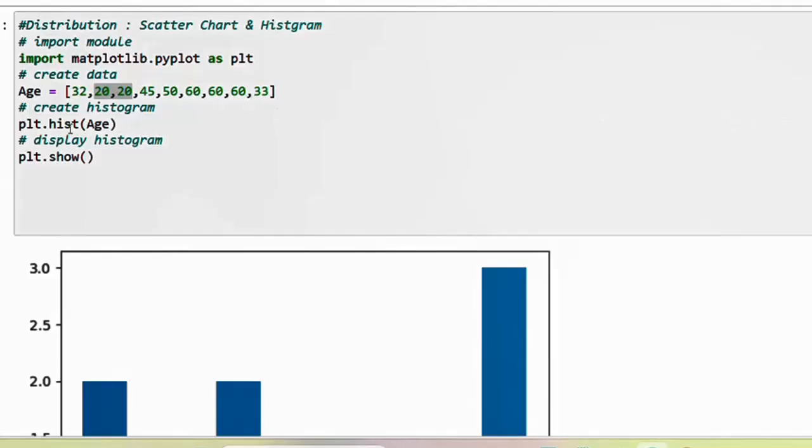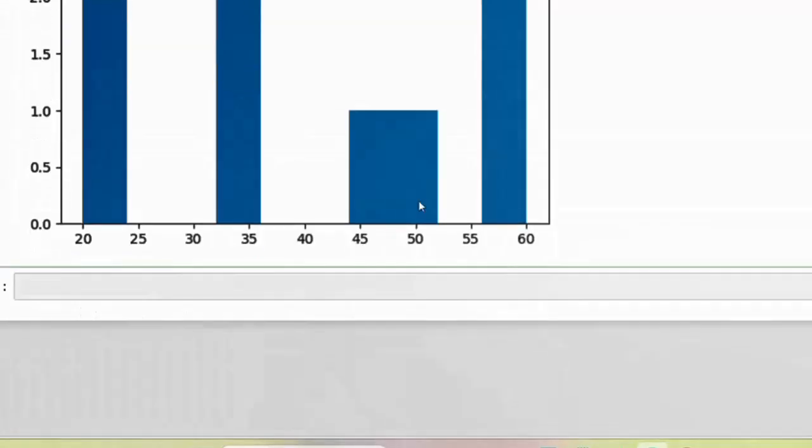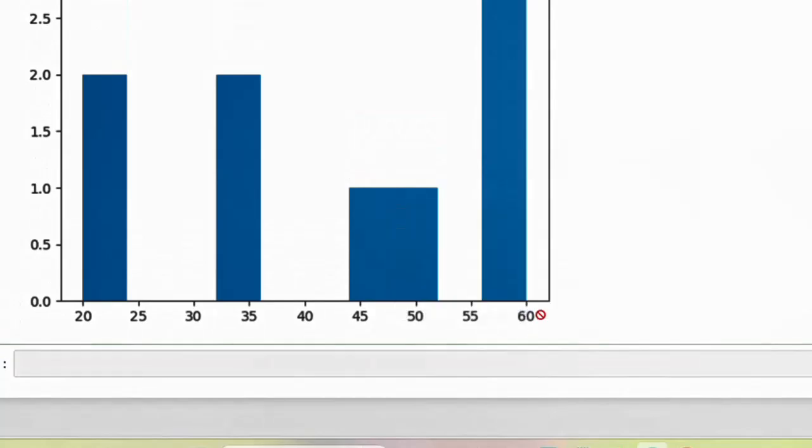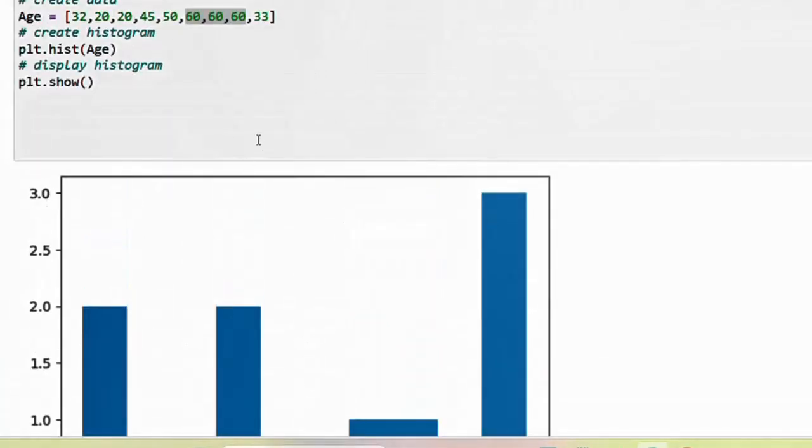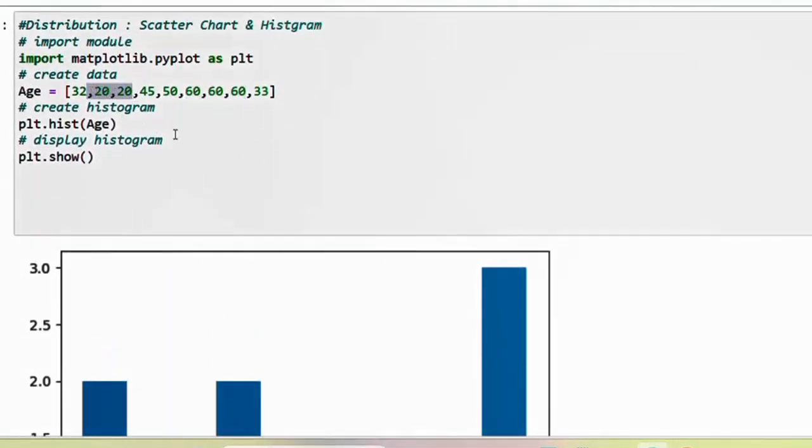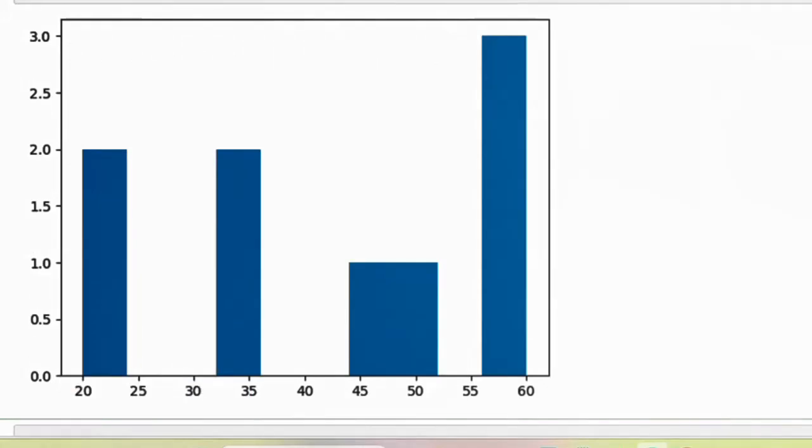So we are creating the histogram chart, and first of all we check the 60. There are three frequency of the 60, and if we check the 60, it shows 3 times. Then if we check the 20, it shows 2. It means at the age of 60 there are 3 people, and at the age of 20 there are 2 people. So for that kind of solution you can use the histograms or scatter chart.